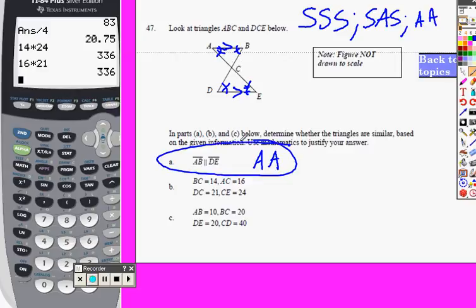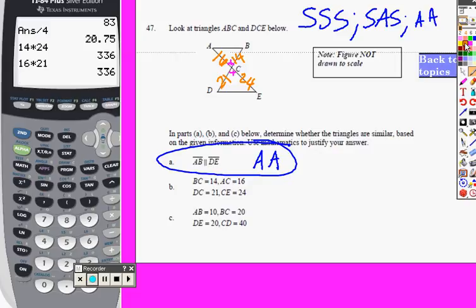All right, part B. I'm going to erase this information because we can no longer have that. And we're going to start out by talking about BC is 14, AC is 16, DC is 21, and CE is 24. Now, there's one other piece of information I can add to this, and I can add that these angles either side of C are congruent because they're vertical angles. So we can use that information as well.